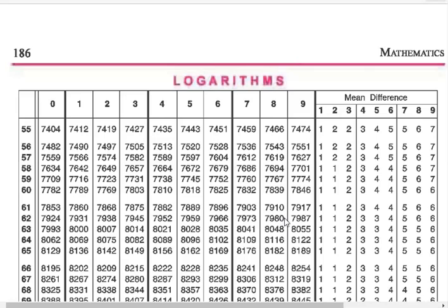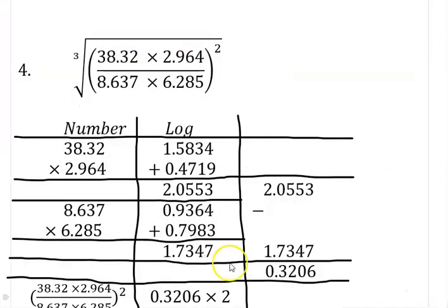Write it somewhere. 7980. Difference 5. Let's check difference 5. Difference 5 is what? It is 3. So you add it together. 7980 plus 3 will give you 7983. That's why we have it here. Awesome. So you just add the two together. It will give you 1.7347. So you keep it here too.